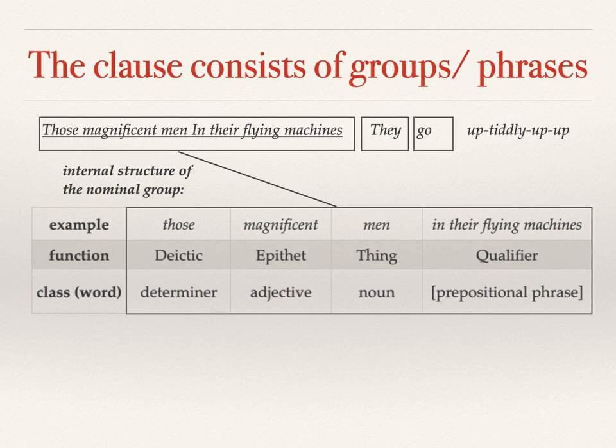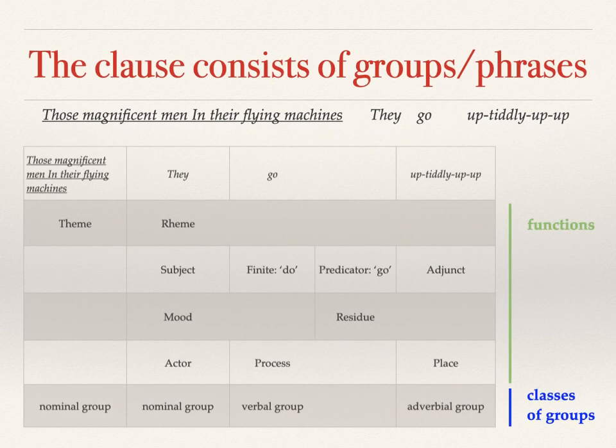And then a verbal group consisting of a single lexical verb, go. And then an adverbial group, up, tiddly, up, up. If we do the same thing for the clause and put the functional and the class analyses together, the physiological and the anatomical views, what we get is this. Those magnificent men, they go up, tiddly up, up.